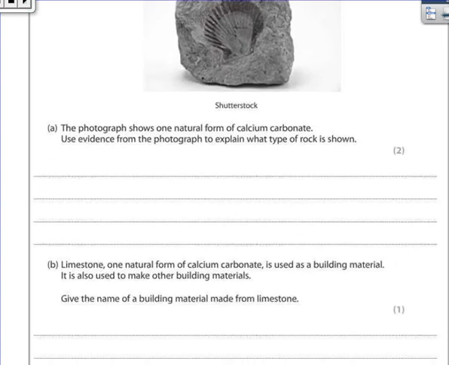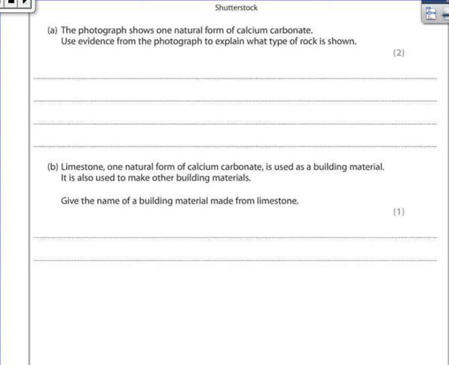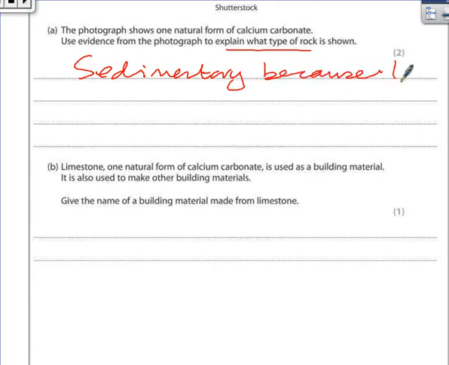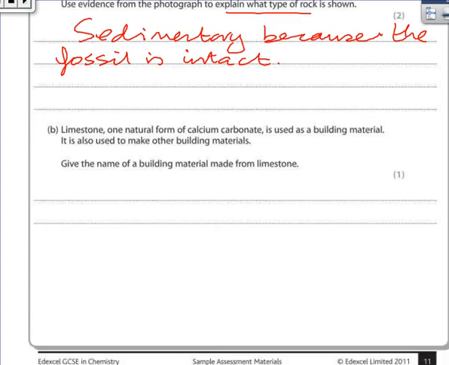Okay, look at that, the rock's got a nice fossil in it. So how does that tell us it's sedimentary? The type of rock is sedimentary because the fossil is intact. There wouldn't be fossils if it was igneous, because that's molten rock from volcanoes, and the fossils would be distorted if it was metamorphic, because they would have changed shape with the heat and pressure over millions of years.